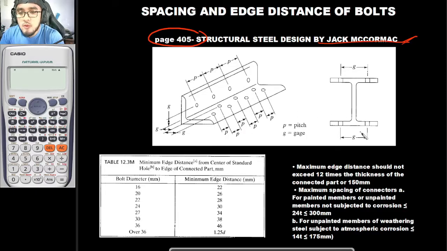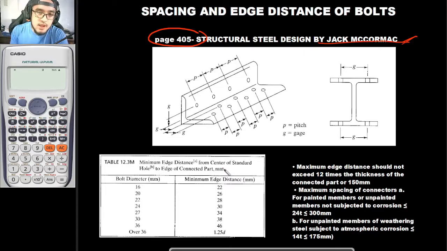And in your wide flange, your G or your gauge G is to be these parameters right here. So, eto. And kapag angle, eto yung pitch and eto yung gauge. And once again, the values of it were already introduced to you last prelims. Basta yung ating unang mga topics which was about block shear. So there. And this table right here is to be the minimum edge distance from center of standard hole to the edge of connected part. And they are to be dependent upon the bolt diameter that you are analyzing.